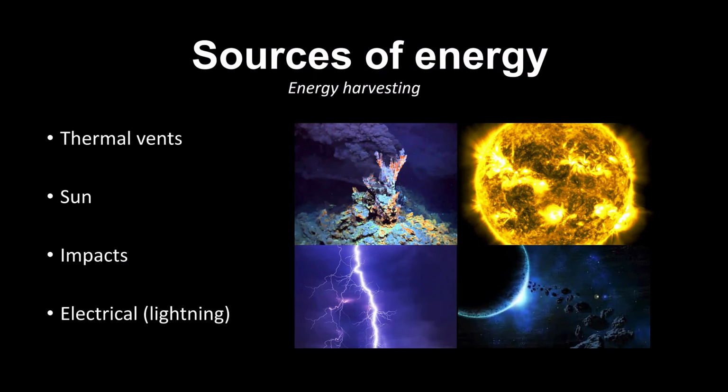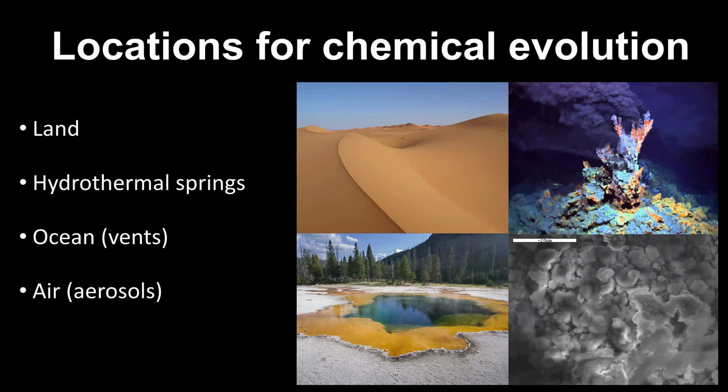And to drive chemical reactions, we need energy. This was one of the elements. And all these sources of energy could have contributed to chemical evolution probably. So thermal vents, sun impacts, electrical energy, so lightning. And what were the postulated locations for chemical evolution? I mentioned land, and there's really no need for big surface areas, just also small ones can do. Hydrothermal springs, oceans, so these thermal vents. Air, can we have chemical evolution in aerosols?